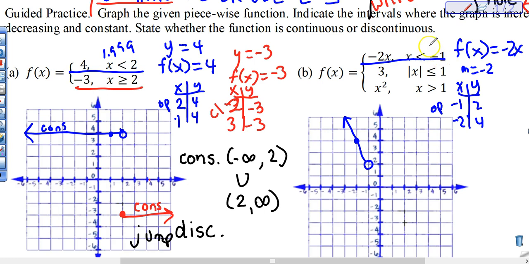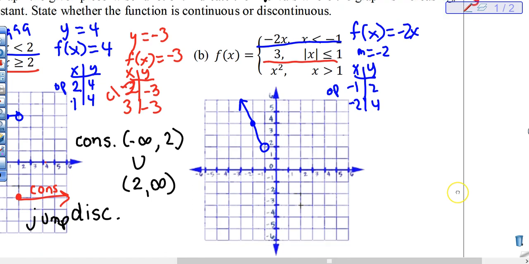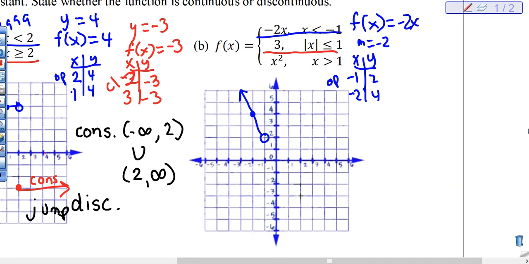Okay, I'm going to go to red. I'm going to scoot my graph over a little more so I have more room to work. All right, so here we go. So here we have f of x equals 3 over the interval where the absolute value of x is less than or equal to 1. Now we have to think back to when we learned about absolute value inequalities. So what kind of numbers can go in here?